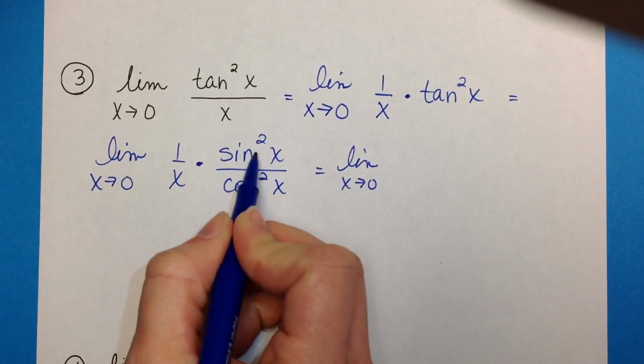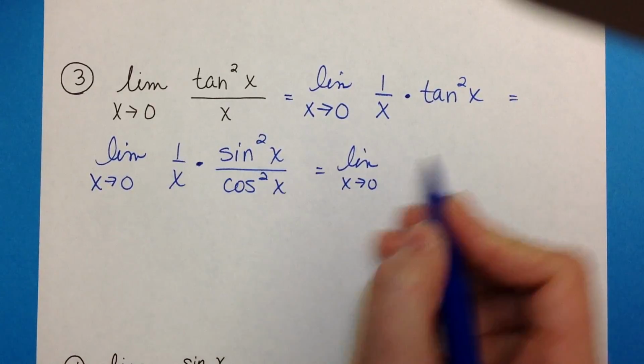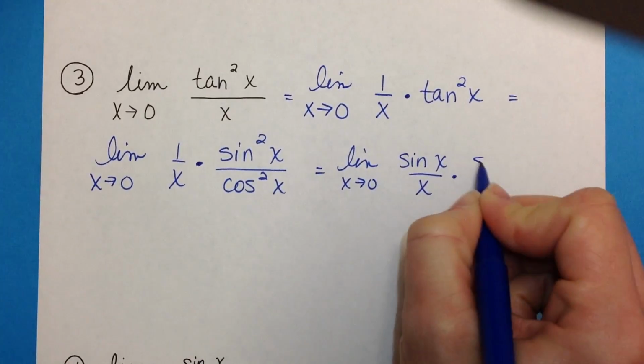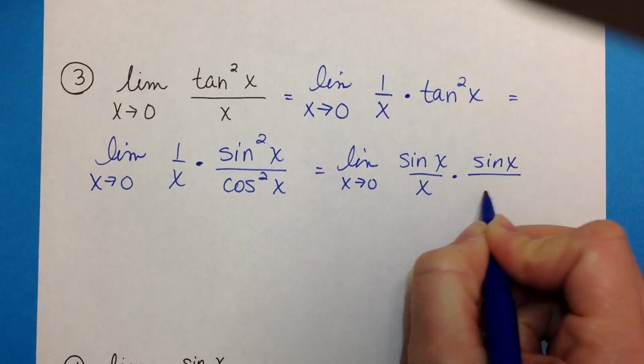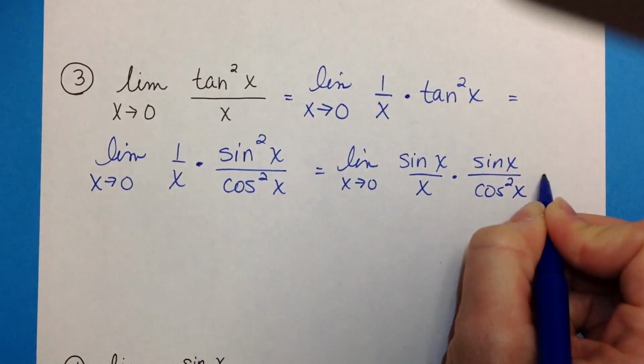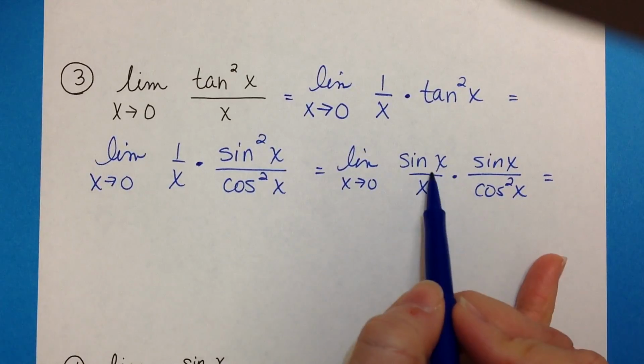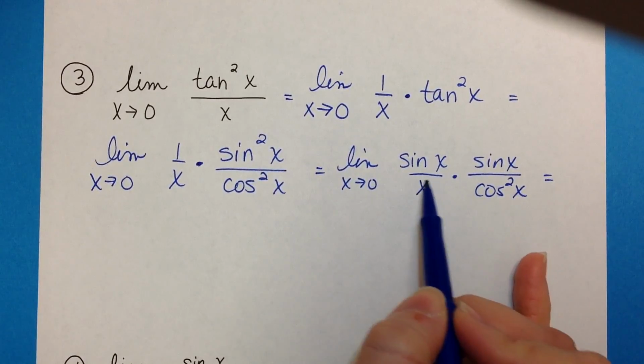Of course, this being sine squared, that means you've got two of those. So I'm going to take one of those and pull it over here. So that would give me sine x divided by x times sine x over cosine squared x. Now, of course, this part is the first one that was on in that list of that theorem.